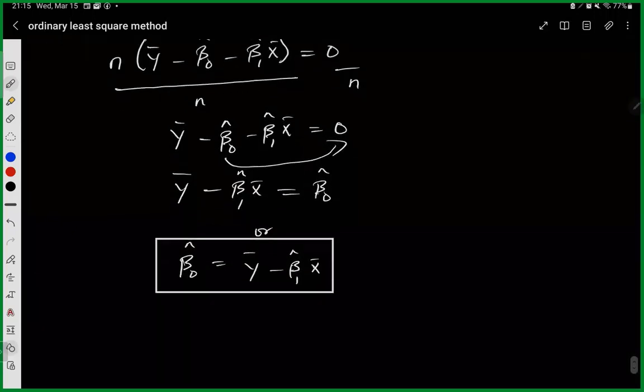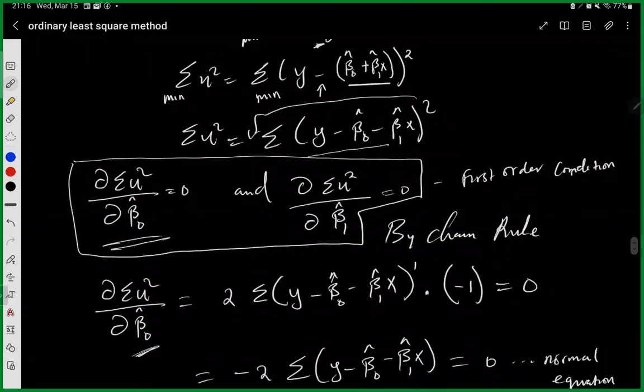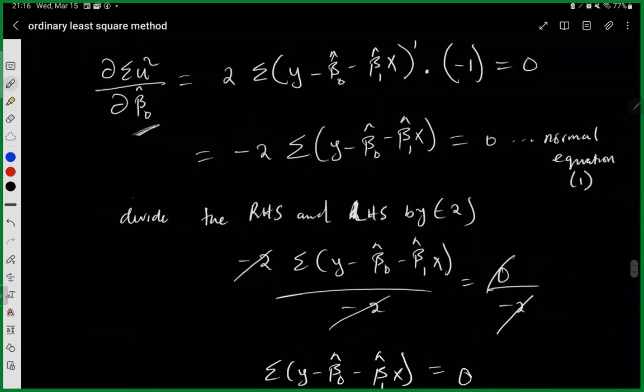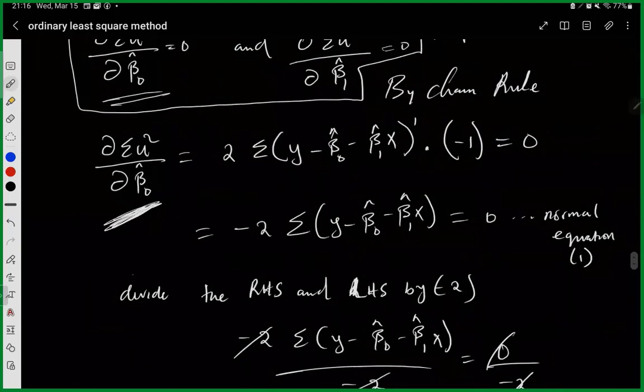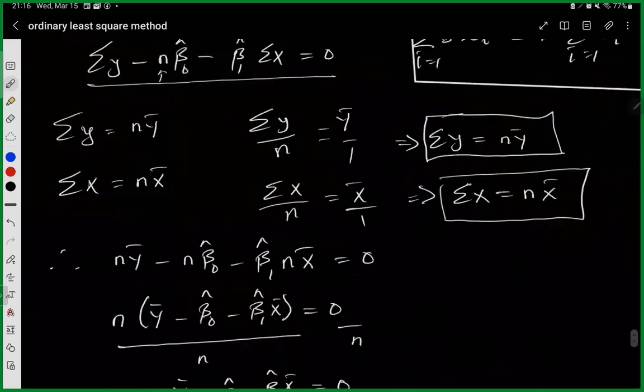I think we're tired already. When deriving the beta naught, where did you start from? From which equation? I started with respect to beta naught here. I just differentiated with respect to beta naught and then just simplified everything.